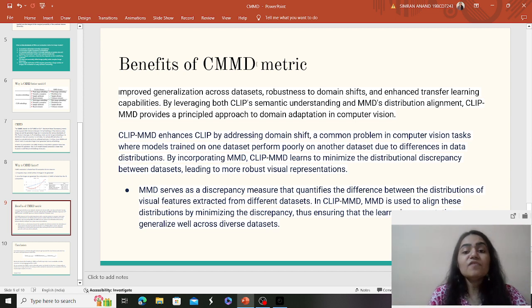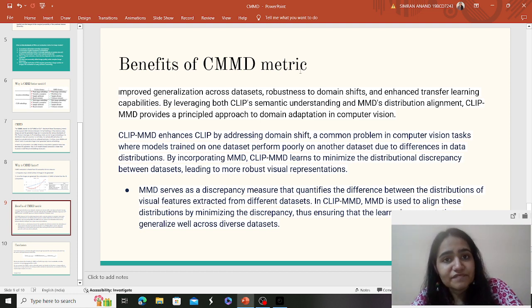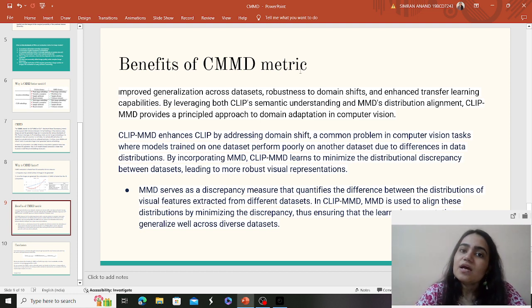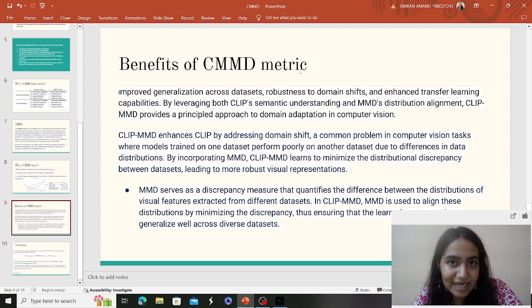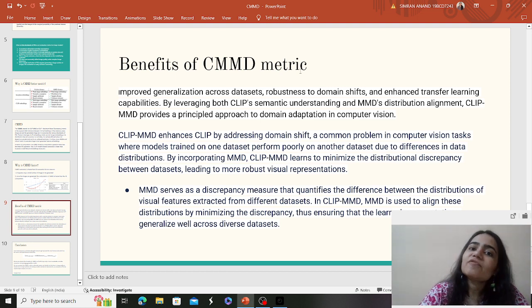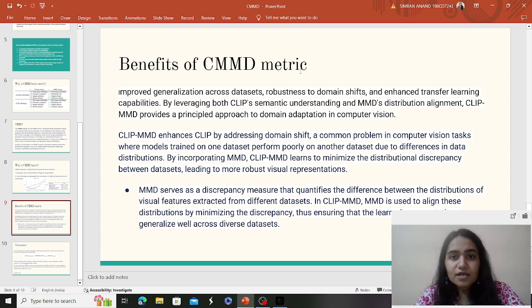Now, benefits of the CMMD metric. I've already covered the benefits, so this slide is all about that, which is firstly generalization across the datasets. That is something very crucial when you are trying to evaluate models. Robustness to domain shifts. Now, what are domain shifts? When you've heard of the topic of domain adaptation, basically you're trying to adapt from one domain to the other domain, right? Transfer the features from one to another.